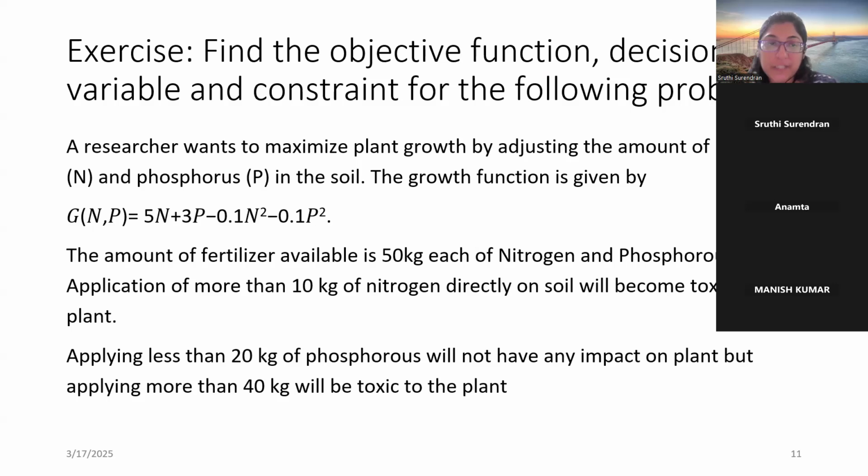So here we have a lot of conditions that are provided. One is the total kg of nitrogen and phosphorus available is given. Another condition for applying nitrogen is given. Condition for applying phosphorus is given. So based on these three pieces of information, how can you form the constraint? You will have to form a constraint for N also, and a constraint for P also. So what will it be?